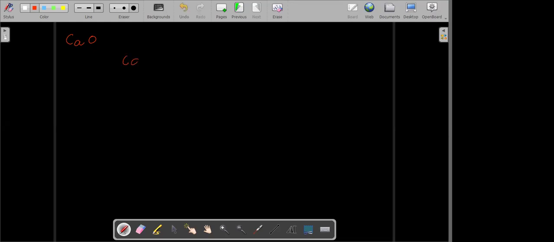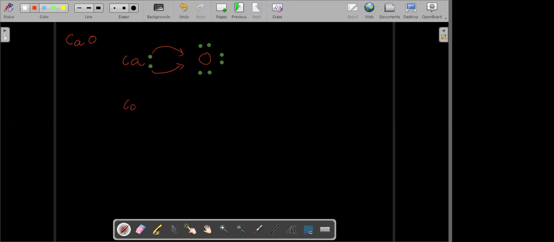So we write Ca with 2 electrons, just 2 electrons in the outermost shell. Oxygen having 8 electrons, 6 electrons in the outermost shell. So 1 2 3 4 5 6. Then show the transfer of electrons here. The 2 electrons being transferred.